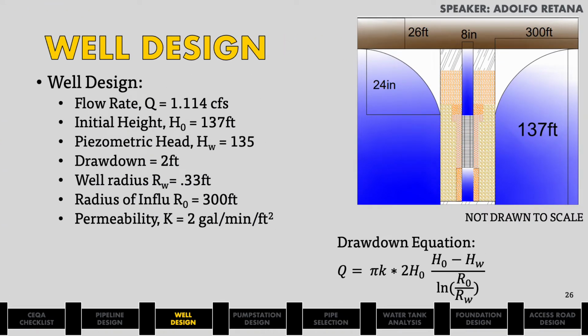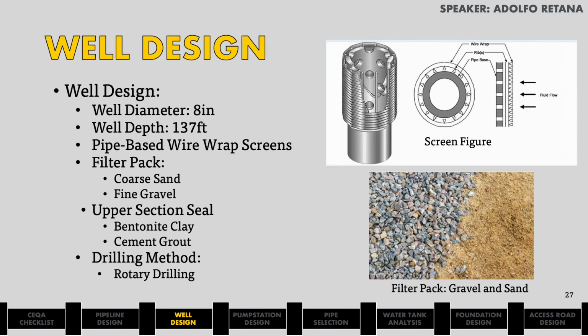The required yield is 500 gallons per minute, which translates to 1.114 CFS. The soil permeability according to the boring logs is 2 gallons per minute per foot. We use a steady state condition and use the drawdown equation, expected for small drawdowns, for an unconfined aquifer to determine all the parameters of our well. We determine the diameter of our well to be 8 inches or 0.67 feet with a depth of 137 feet.